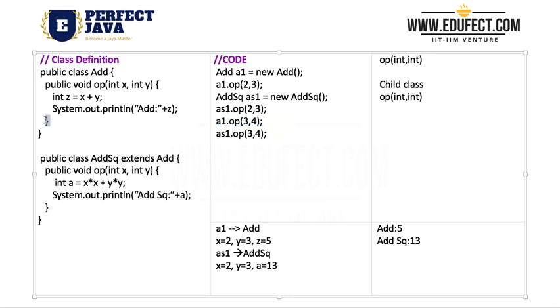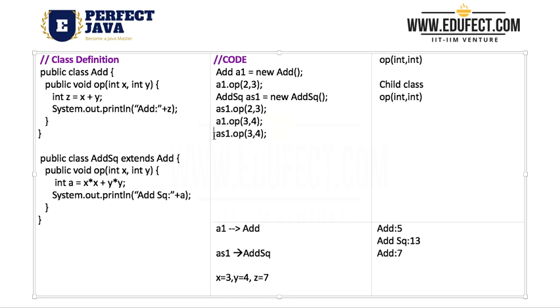So we will look for the method. Do we find it here? Yes. And what will happen here? We are calling it for the values 3, 4. So x will be, when we are calling this method, x is equal to 3, y is equal to 4. So z will become 7. And what will get printed on the screen is add colon 7.